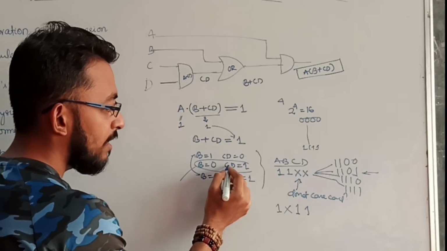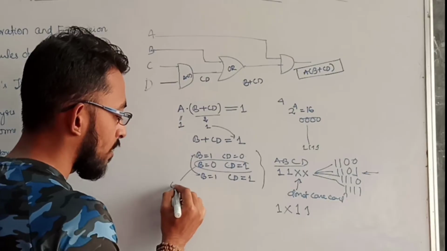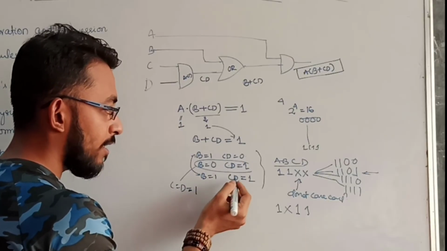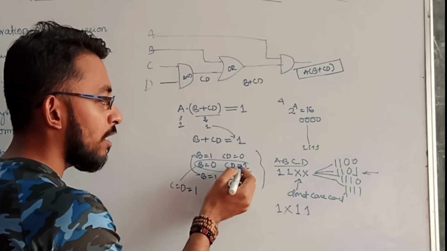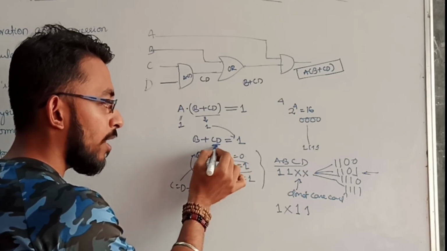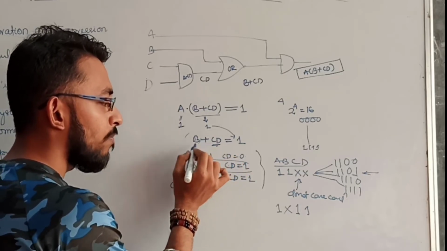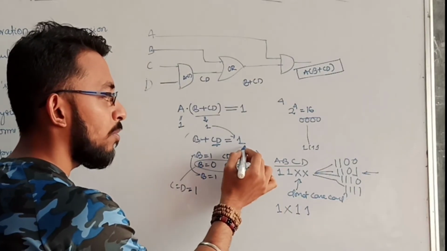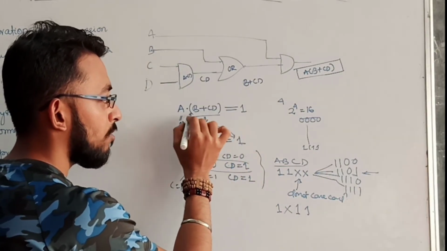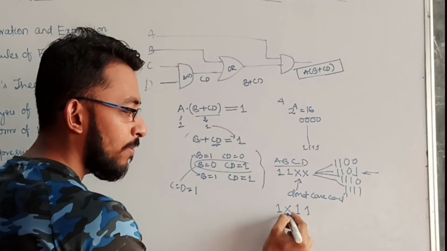And the second case is nothing but this middle one. It means my C dot D should be 1. When is this possible? When C equal to D equal to 1. In that case, C dot D will be 1, and 1 plus whatever may be the value of B doesn't matter. That will give me value 1. This expression will give me 1. That's why for B it is a don't care condition.